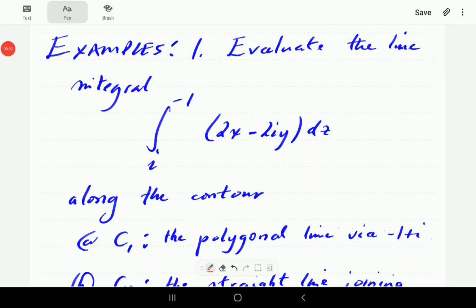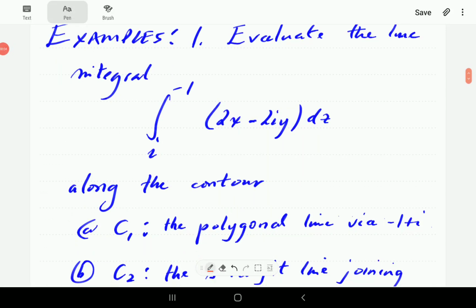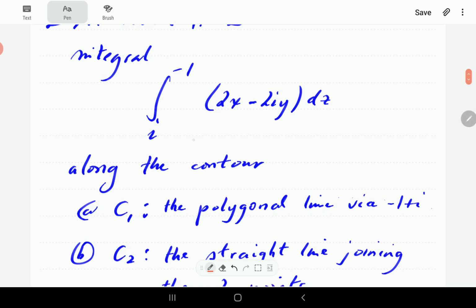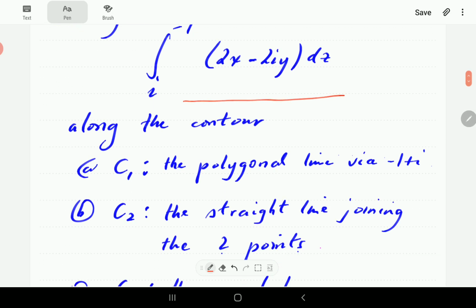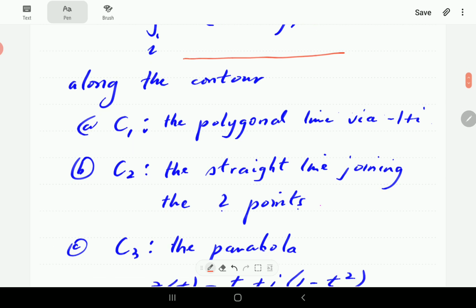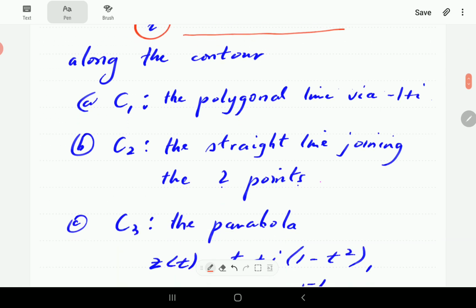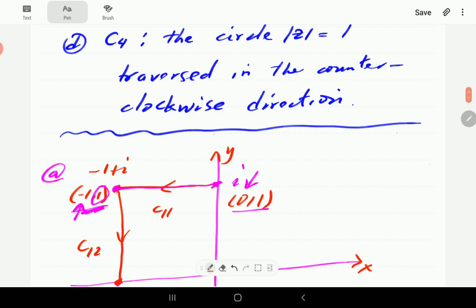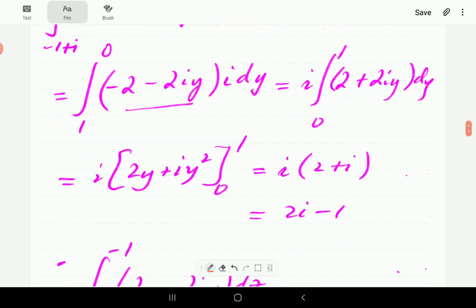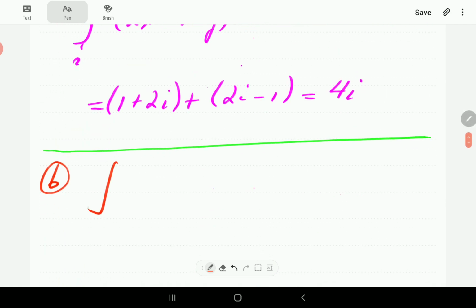Okay, in this video, we're going to look at part B of the evaluation of this line or contour integral from i to -1. This time we are integrating along the straight line joining these 2 points. So let's see how this is going to work out. Integrating from i to -1, we are integrating 2x minus 2iy dz.